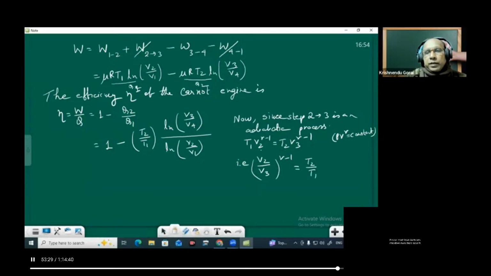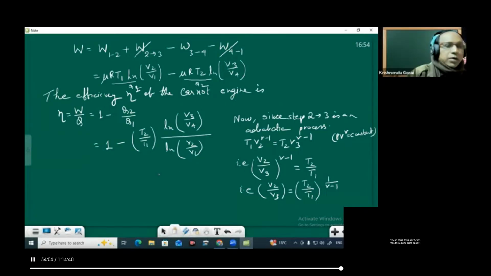You see here, this is V2. We take this V3 downwards, gamma minus 1. So it can be written as V2 by V3 is equal to T2 divided by T1, to the power 1 by gamma minus 1. Because this is power. Whenever we take this power on the right hand side, it will be 1 by gamma minus 1. Right? So V2 by V3 is T2 by T1 to the power 1 by gamma minus 1.